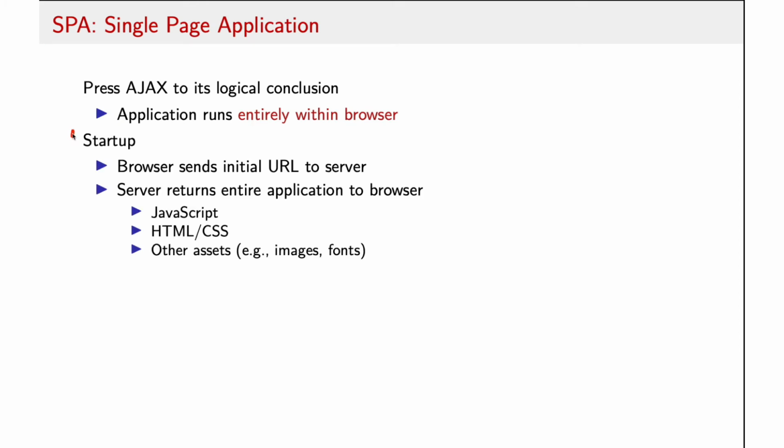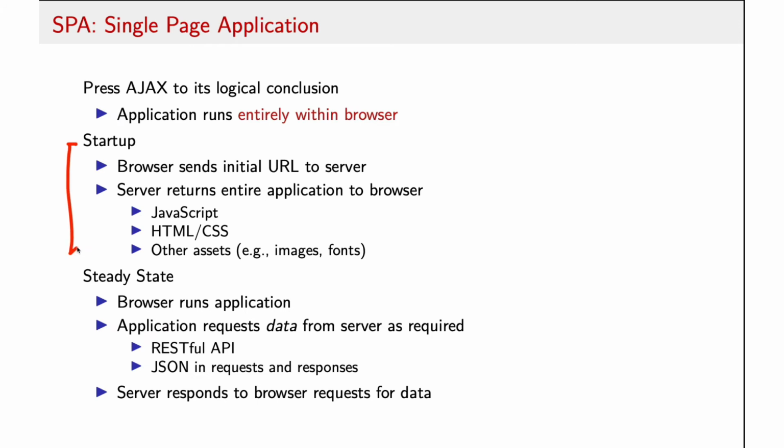So at the time the application starts up, the browser's still going to send an initial URL to the server, right? Take me to your home page. But what's going to come back from the server now isn't just the initial HTML. It's actually going to return the code that's going to run in the browser for the duration of the user's interaction with that website. So it's going to get some JavaScript code, some HTML, and some CSS that's going to be used to style the user interface. It might get other assets like fonts or images, logos, that kind of stuff that's going to be used repeatedly across the browser application.